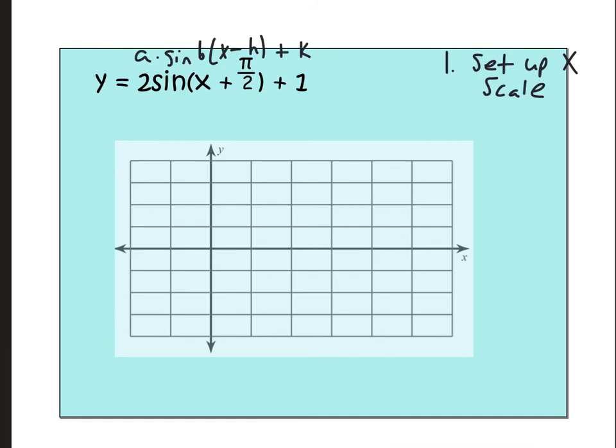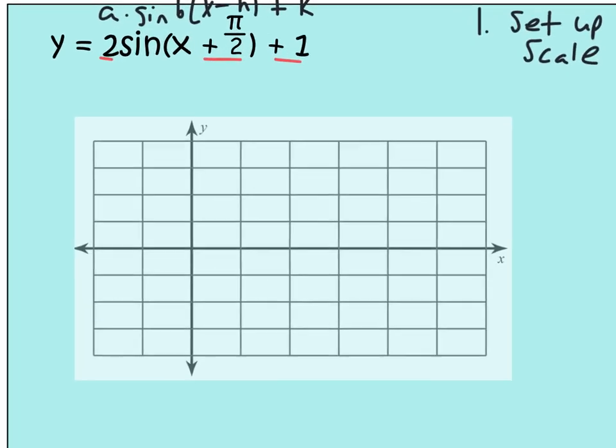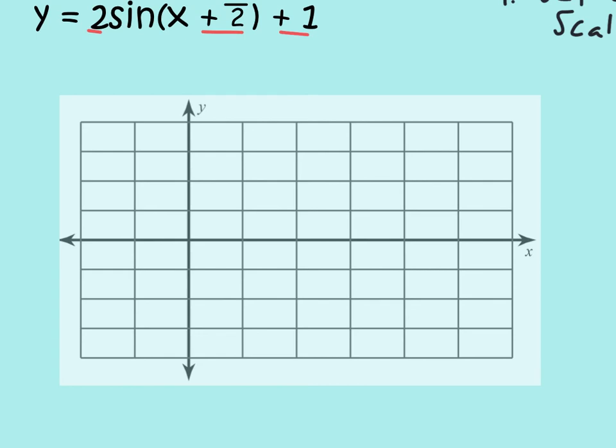Okay, so we don't have to worry about any period change. There's no horizontal stretch or shrink on this one. We do have an amplitude change, and then we do have a horizontal shift and a vertical shift. So it's going to be a normal standard scale. Our standard scale without any shifting is the regular old period of 2 pi.